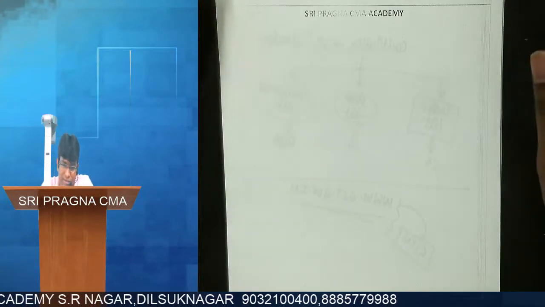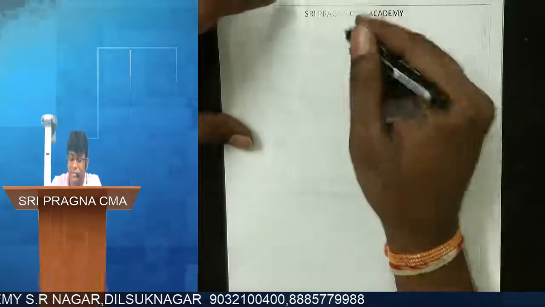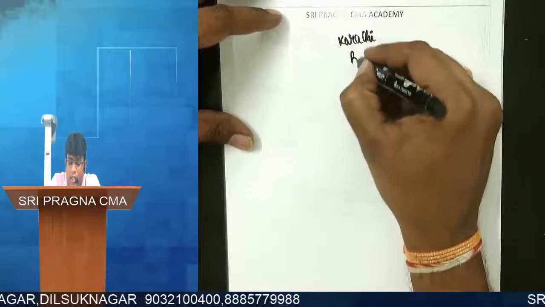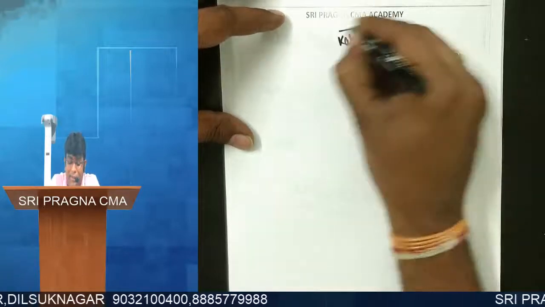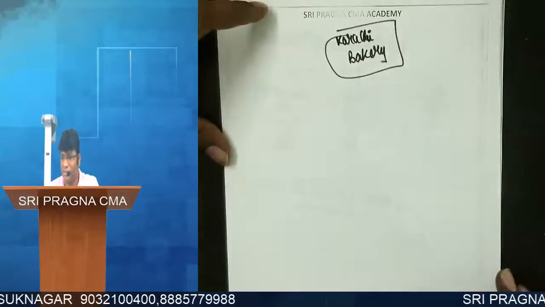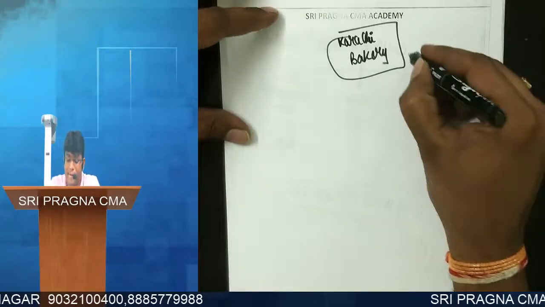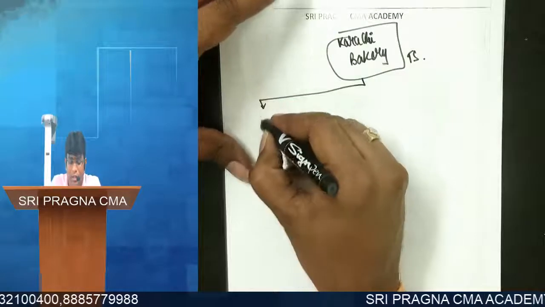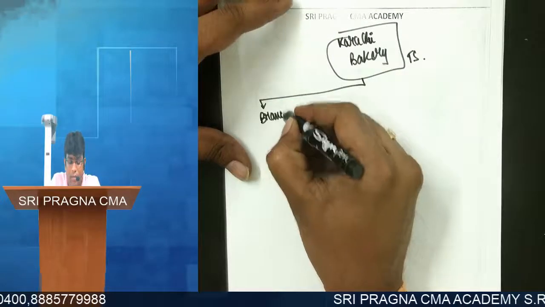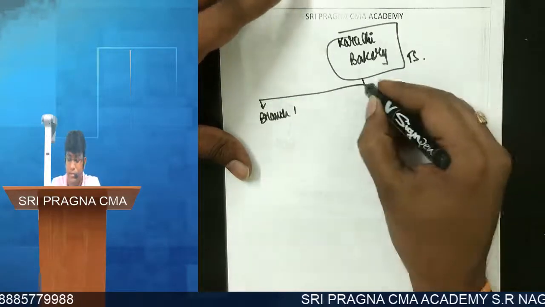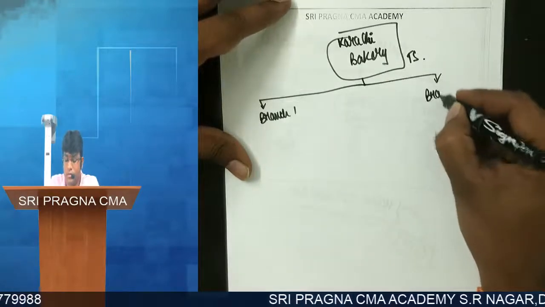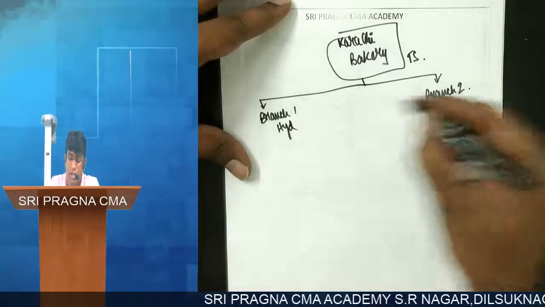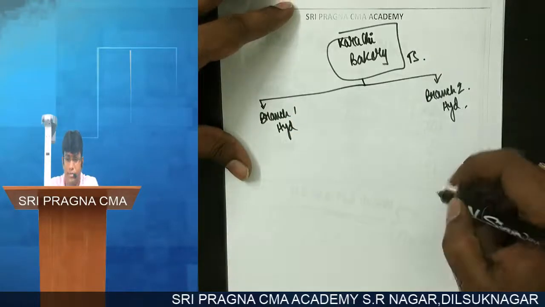I'll ask you one question. Think properly and tell me. There is one bakery. Wonderful. Karachi bakery. Okay? Which is in Telangana state. They have got branch 1 and they also got branch 2. Branch 1 is in Hyderabad, branch 2 is in Hyderabad.